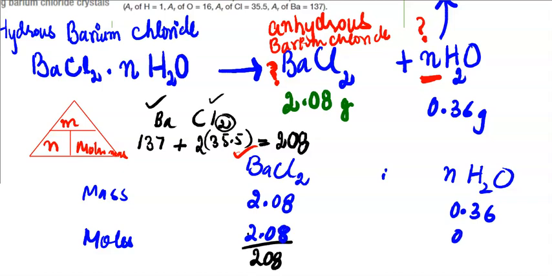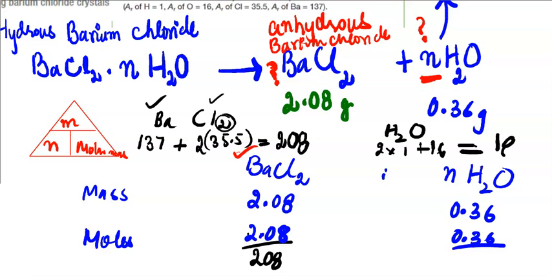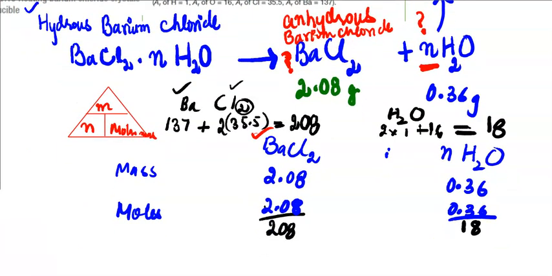You just need to calculate it. In a similar way, you have 0.36 here and you need to work out the molar mass of water. What is the molar mass of water? H2O, 2 into 1 plus 16, and you get 18. So you just need to divide it by 18. Now you find the answer. What is the answer? Here you get 0.01 and here you get 0.02.